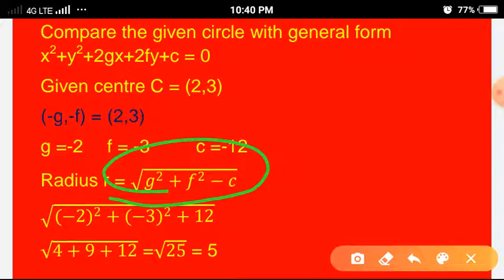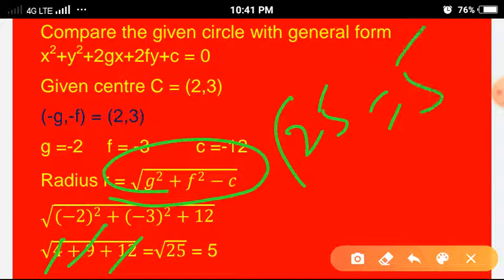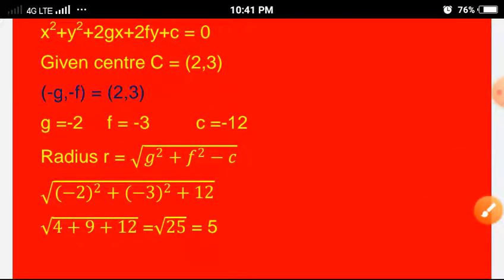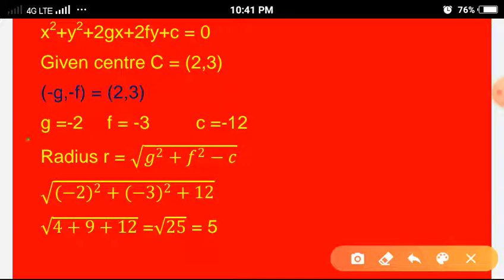Then g means minus 2, minus 2 square means 4, f means minus 3, square means 9, c means minus 12, so minus of minus 12 is plus 12. 4 plus 9 is 13, 13 plus 12 is 25, root 25 is equal to 5. Here we got the radius, 5, and we also already found the g, f values. g is equal to minus 2, f is equal to minus 3.